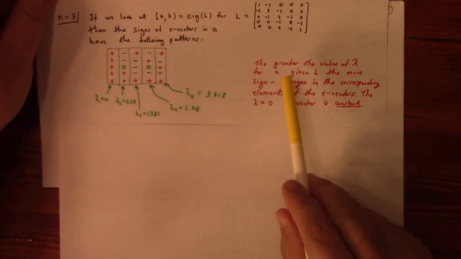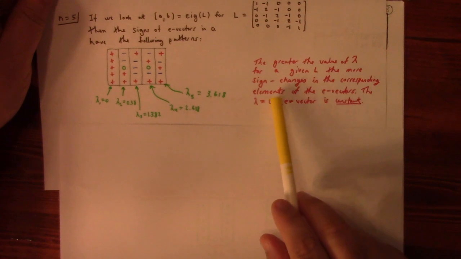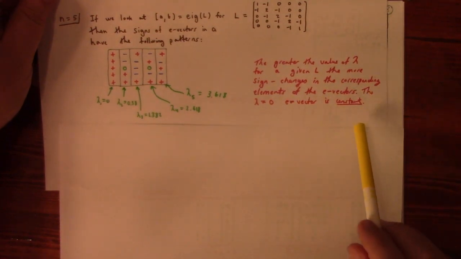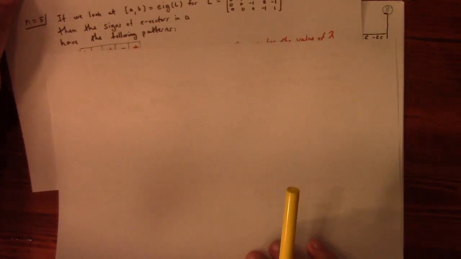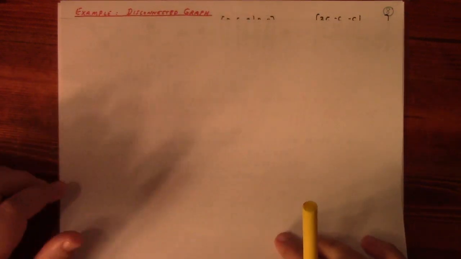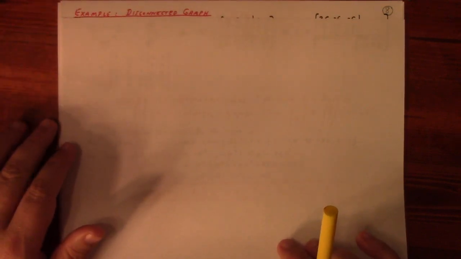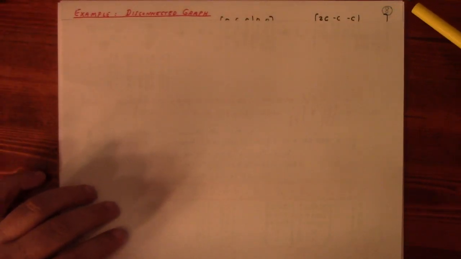Like I said, the greater the value of lambda for a given Laplacian, the more sign changes the corresponding elements of the eigenvectors take on. And the lambda equal to 0 eigenvector is constant. So I'm trying to build up enough examples here so that as we go on in this talk and the ones upcoming, we'll be able to appreciate what the theorems are saying. So I think having a good set of examples is as important as understanding proofs of theorems, if not more. I'm sure some people would argue more.